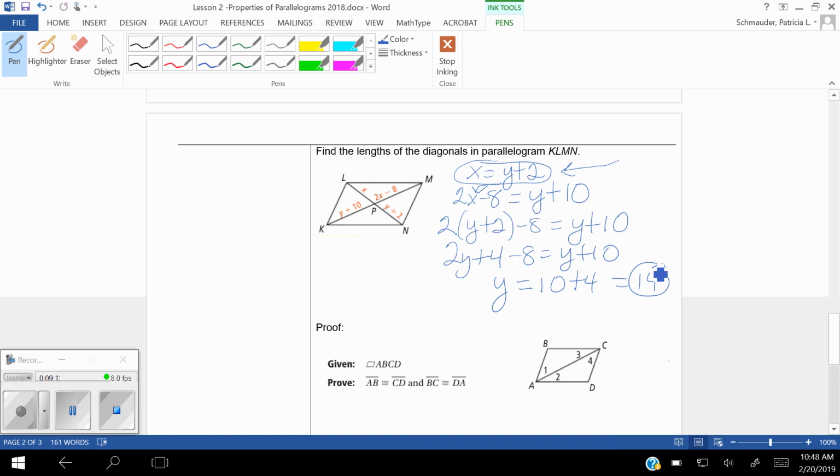Y equals 14. So if I want to solve for x, I'm just going to go right up here and plug that 14 in, and I'll get x equals 14 plus 2, which is 16. Let me just see if that makes sense. It definitely makes sense for diagonal LN. How about diagonal KM? Let's see, 2 times 16, that's 32. I'm plugging 16 in right here. 32 minus 8 is 24. 14 plus 10 is 24. So, yep, I believe I have the correct answers here.